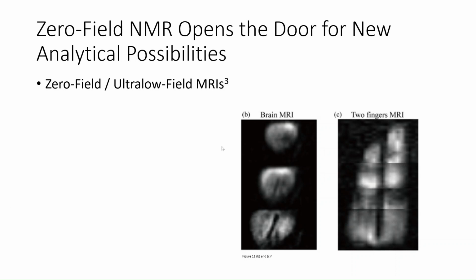Right here, we see two MRIs using ultra-low field NMR. This one being an MRI of a brain, and this one being two fingers. And this shows exactly how imprecise and fuzzy the quality of the images becomes when we don't have a lot of magnetic strength. And I bet if it didn't say brain MRI or two fingers MRI, you wouldn't know what that picture was.